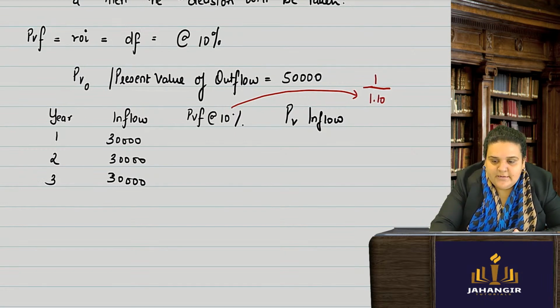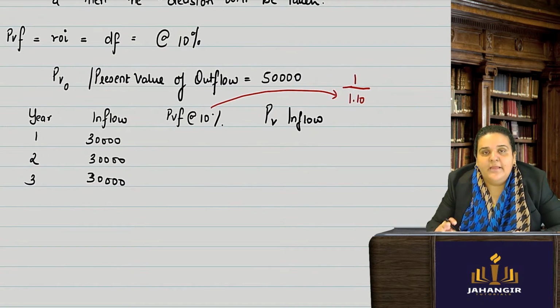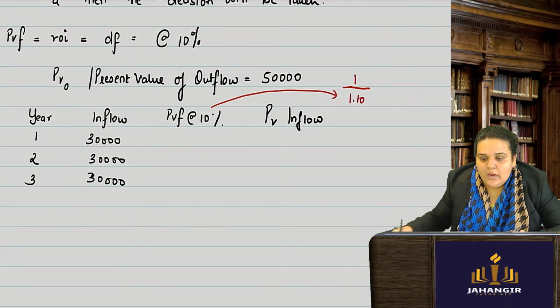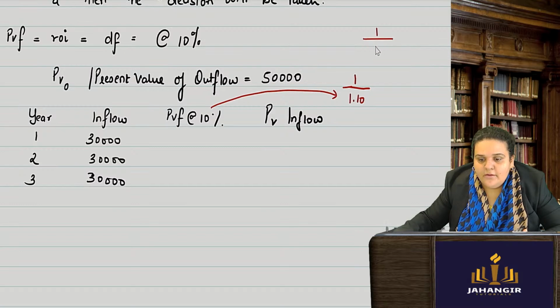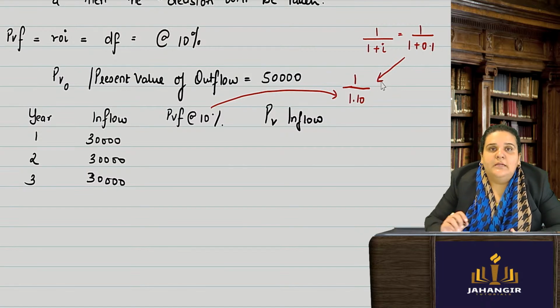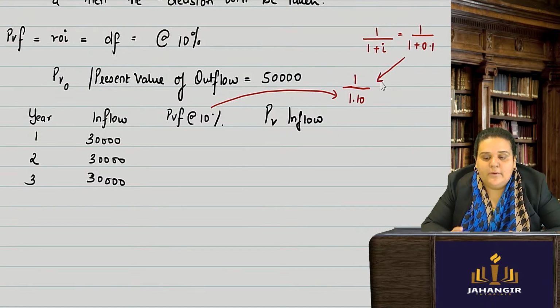Since it is 10%, 1 divided by 1.10. How did I get that? It's basically 1 divided by 1 plus your interest. Okay, this is what I am going to do. 1 plus interest means 10%, 0.10. So 1 plus 0.10 is going to give me 1 divided by 1.10.